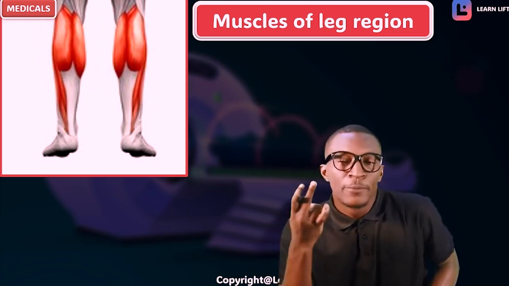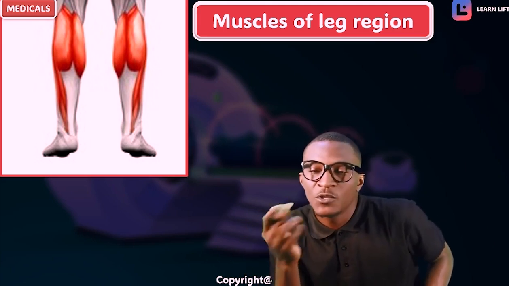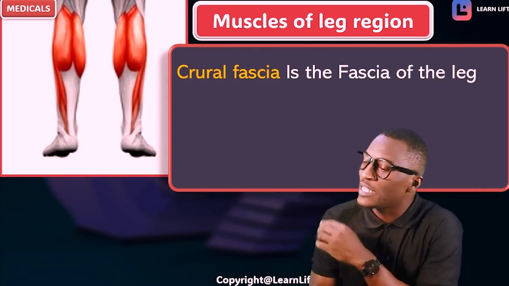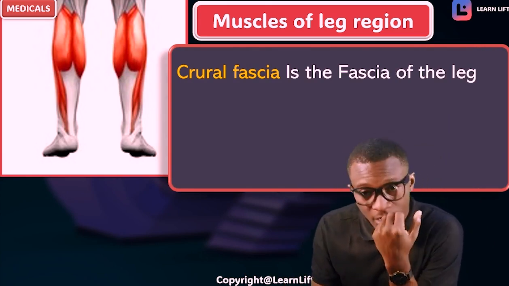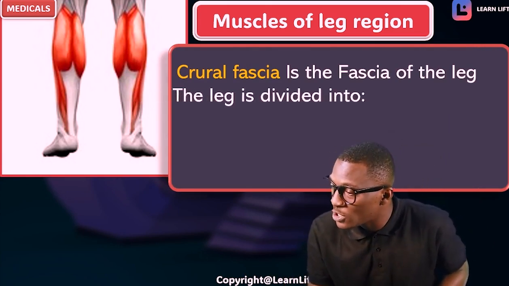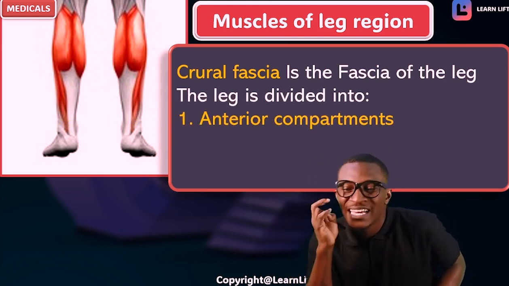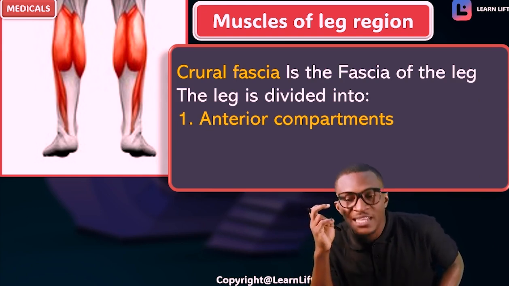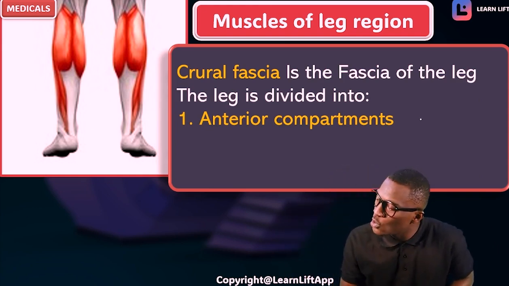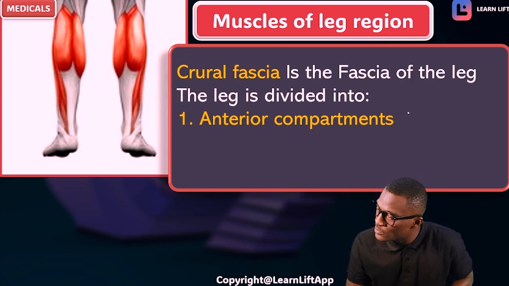The anterior, the posterior. Now we don't have medial. What we're going to have is the what? Lateral. So take note that the crural fascia, which is the fascia of the leg, divides the leg into, number one, we are going to call the what? The anterior compartment. The anterior compartment are also called your dorsiflexors.